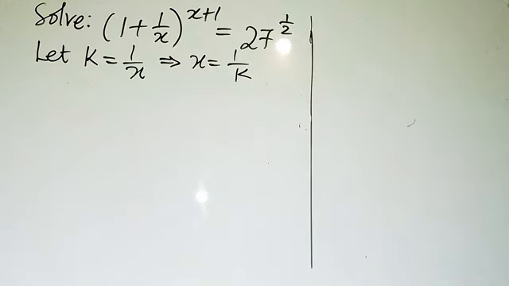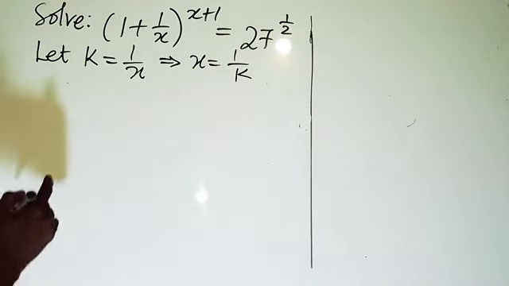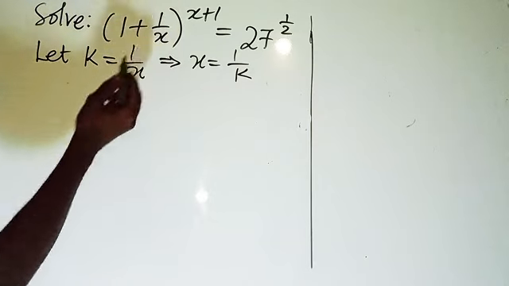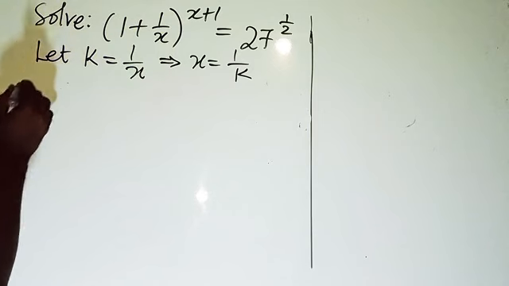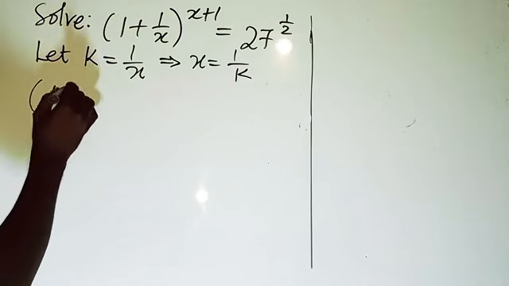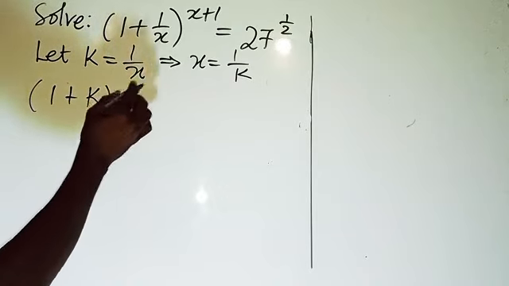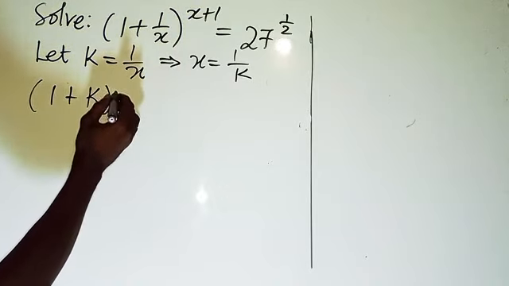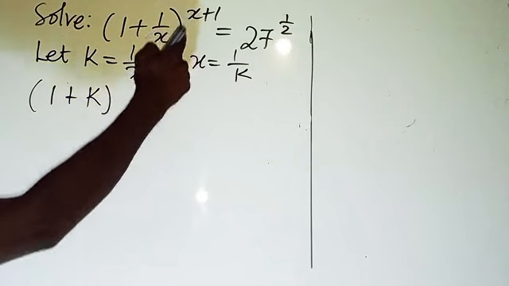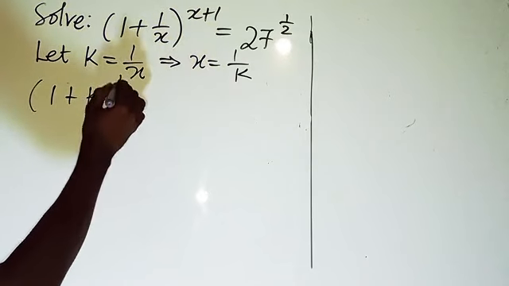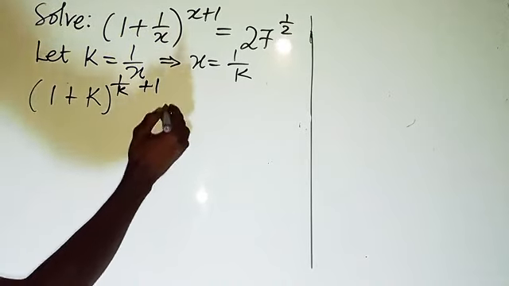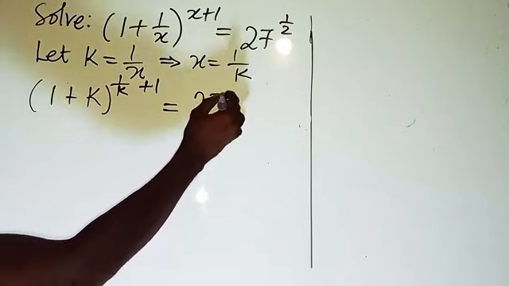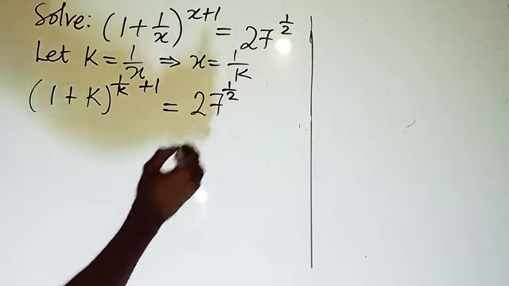Now, when you see 1 over x, you're going to replace it with k. So from there we have 1 plus k. Then for the power, x here will be 1 over k, so 1 over k, then plus 1. Are you following? Then equals 27 to power 1 over 2.